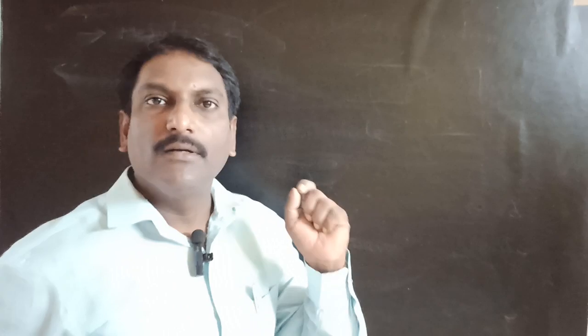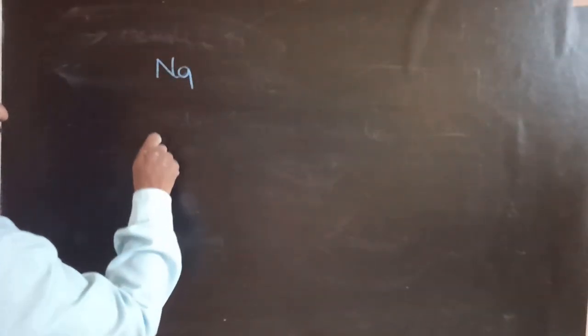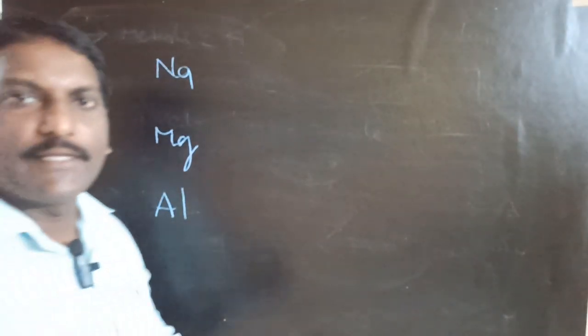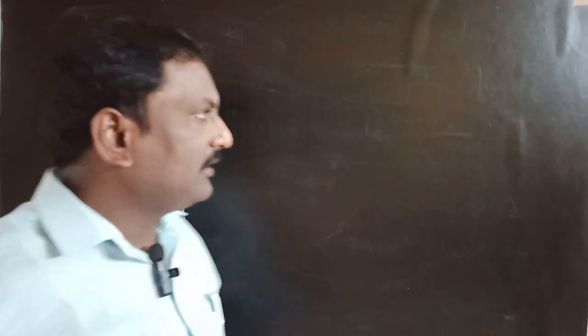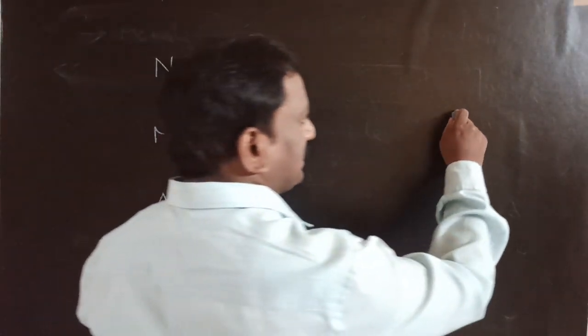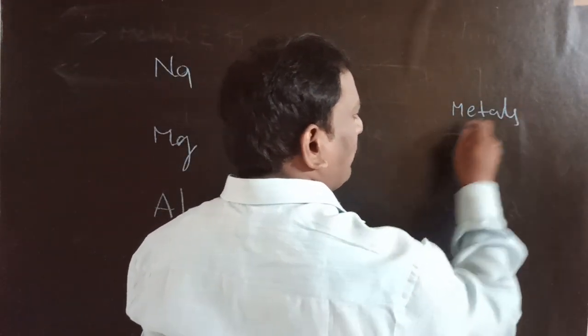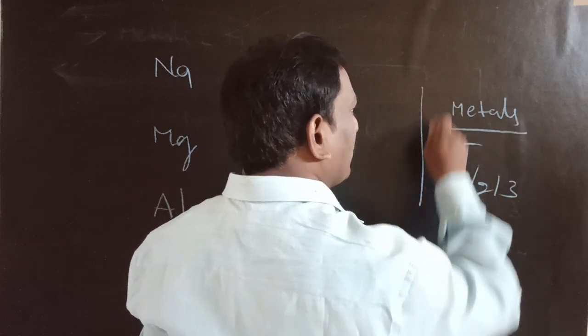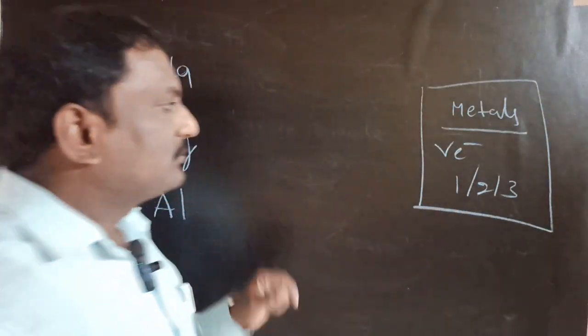Generally, cations are found by the loss of electron or electrons. Example: sodium, magnesium, aluminum form cations because these are all metals. How can you say that these all are metals? Listen carefully. I would like to give one simple point. Generally, metals possess valence electrons 1 or 2 or 3. Please make a note of this point.